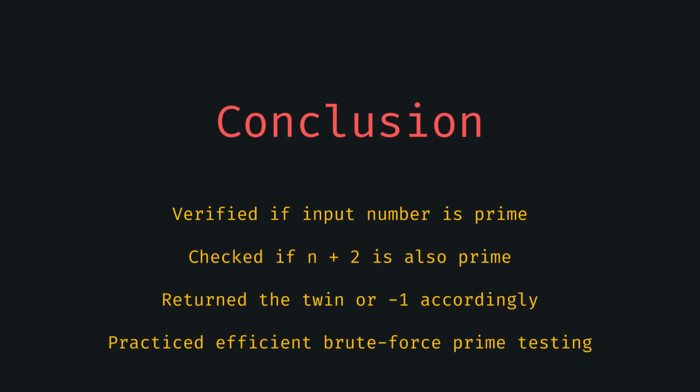In this video, we've learned how to find twin primes using basic logic and loops. By testing both the number and its neighbor, we cleanly validate twin pairs. It is an elegant mix of conditionals, functions, and number theory.